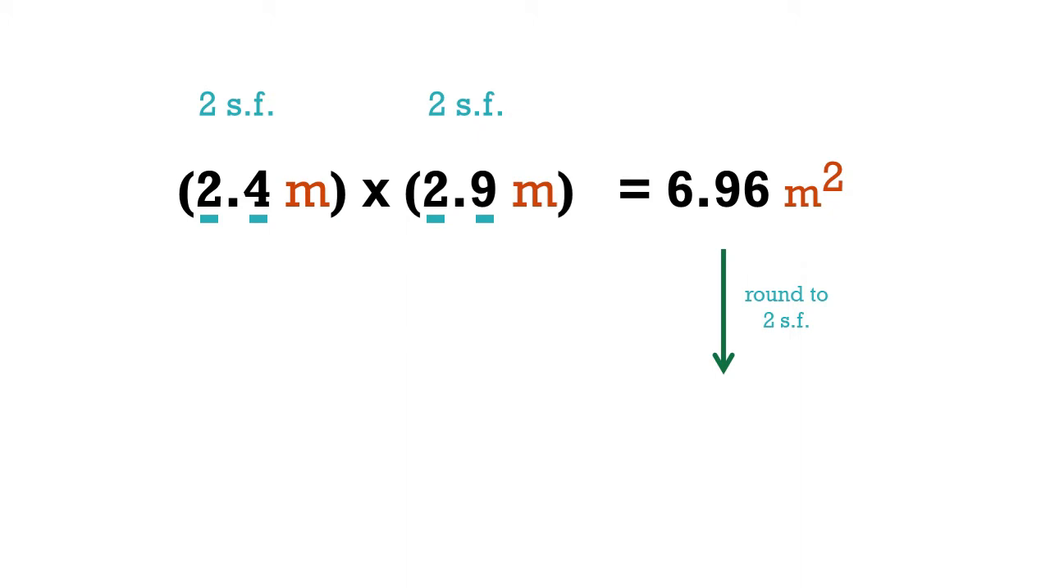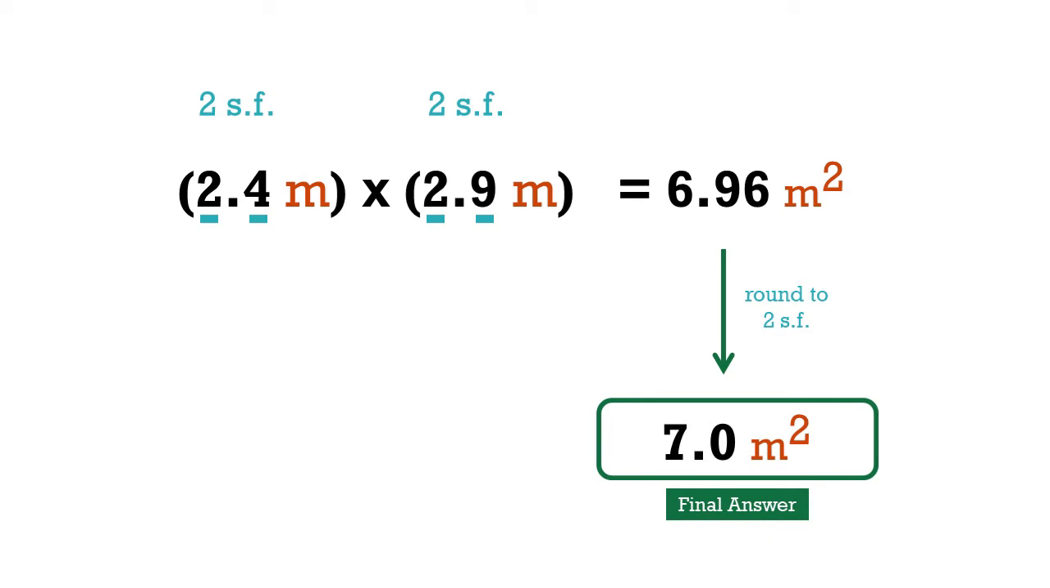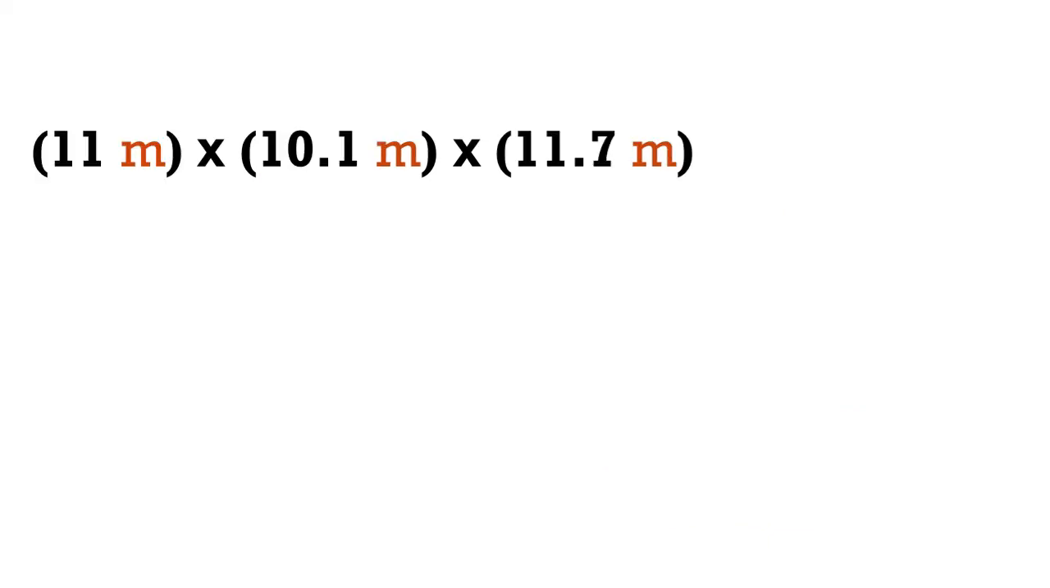Now let's consider a multiplication problem. 2.4 meters times 2.9 meters. The answer here is 6.96 square meters. In 2.4 meters, there are 2 significant figures. In 2.9 meters, there are also 2 significant figures. So, the fewest number of significant figures is obviously 2. Therefore, we need to round 6.96 square meters to 2 significant figures. This would give us 7.0 square meters as the final answer.